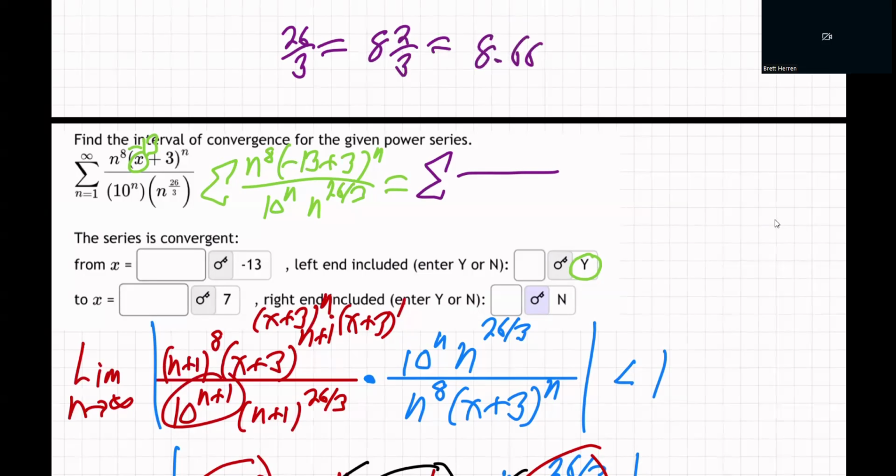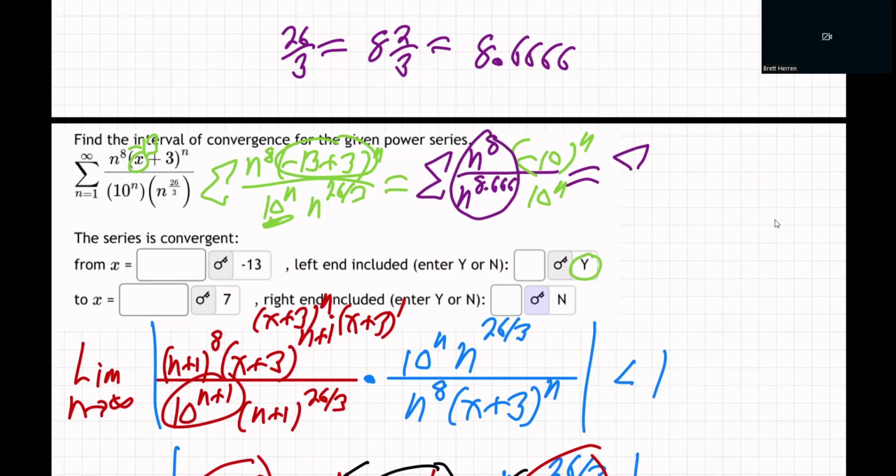So it'll be 8.66666. You can just check, 8 times 3 is 24, add 2, 26. Anyway, 8.6666. So that means this is on the bottom. So you have n to the 8th on the top and n to the 8.666 on the bottom. And then right here, this is minus 10 to the n, and then there's this 10 to the n, okay? So then what does that equal? Well, these n's can subtract powers, the bigger one's on the bottom.